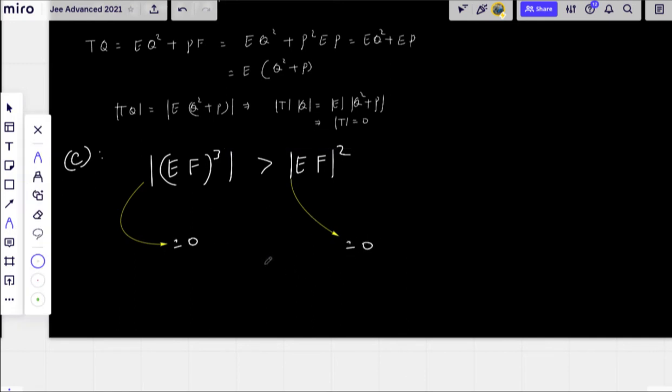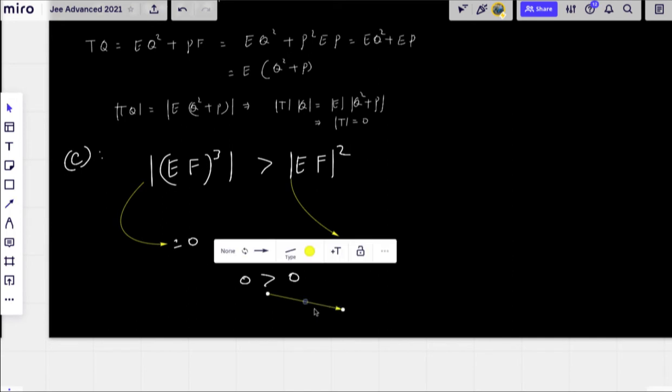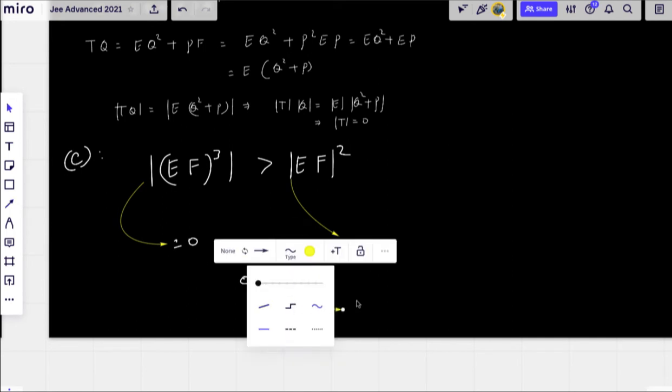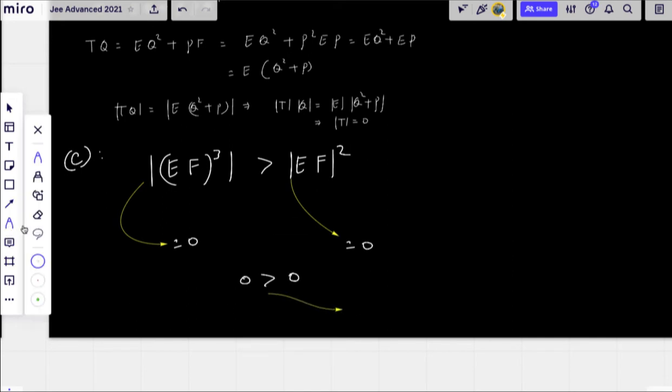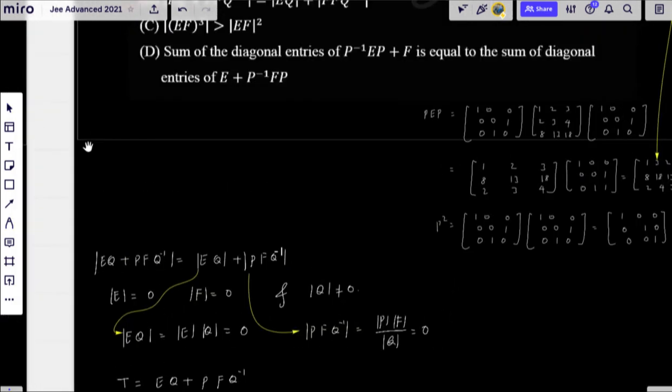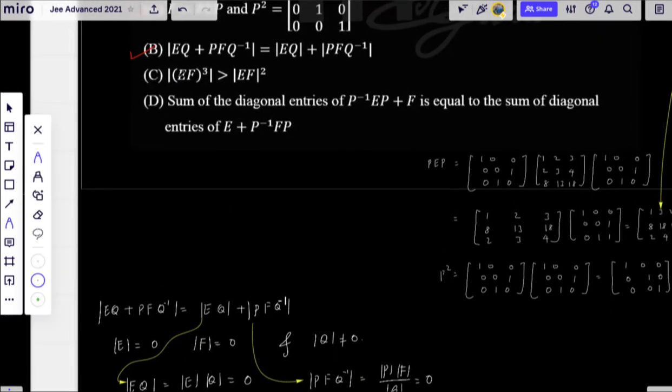So is it possible that 0 is greater than 0? This is not possible, so that is called false. So this statement is wrong. So the answer will be not correct because we have to choose correct options. Although both of them are equal, the strict inequality is not there, so that's why we can't consider this.